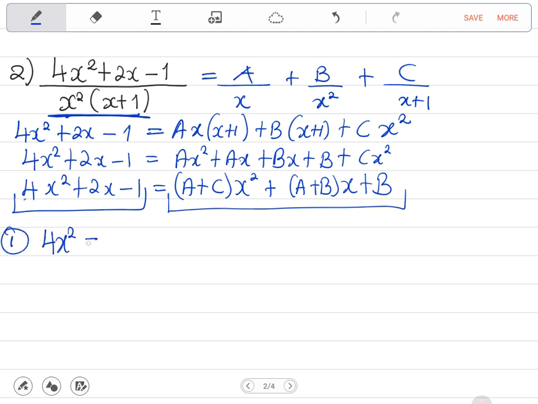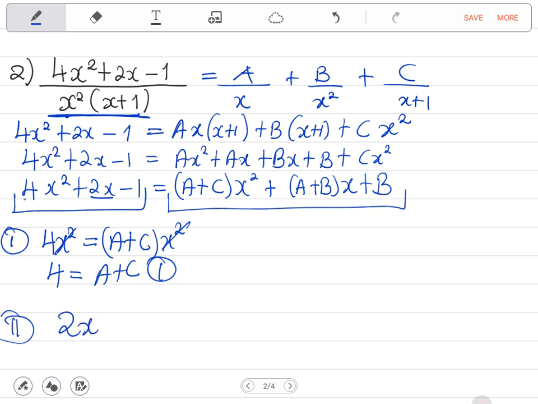So for x squared, you say 4 is equal to a plus c x squared, like that. Cancel this. You have 4 is equal to a plus c. You keep this as your first equation. Second equation, we get the 2x is equal to a, is equal to this one, x. When the x is gone, you have 2 equal to a plus b. Keep this as your second equation. We are going to solve them simultaneously.